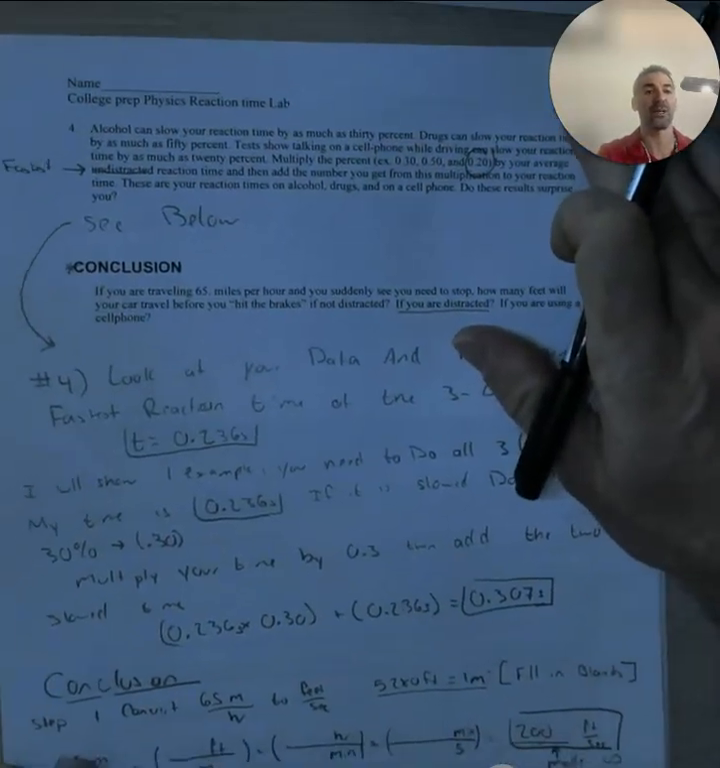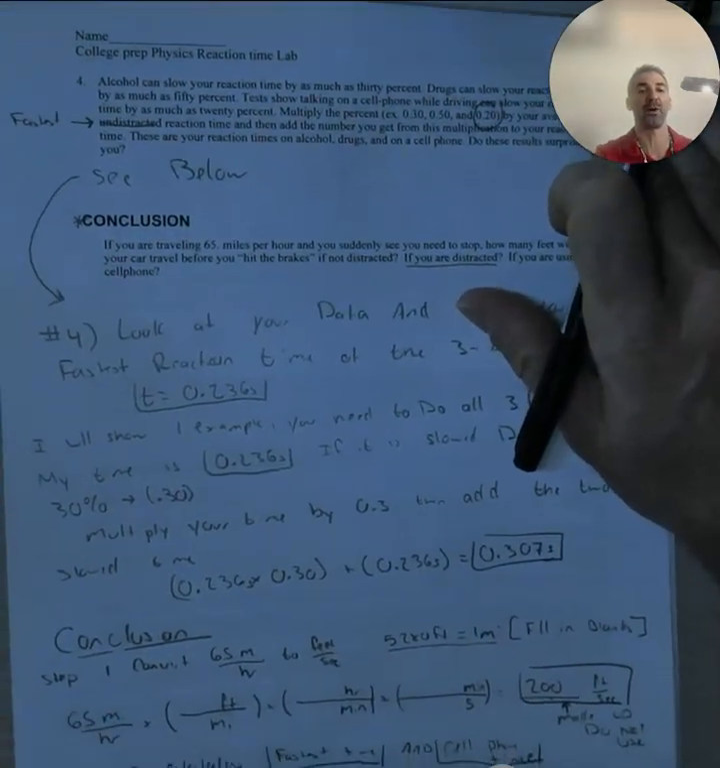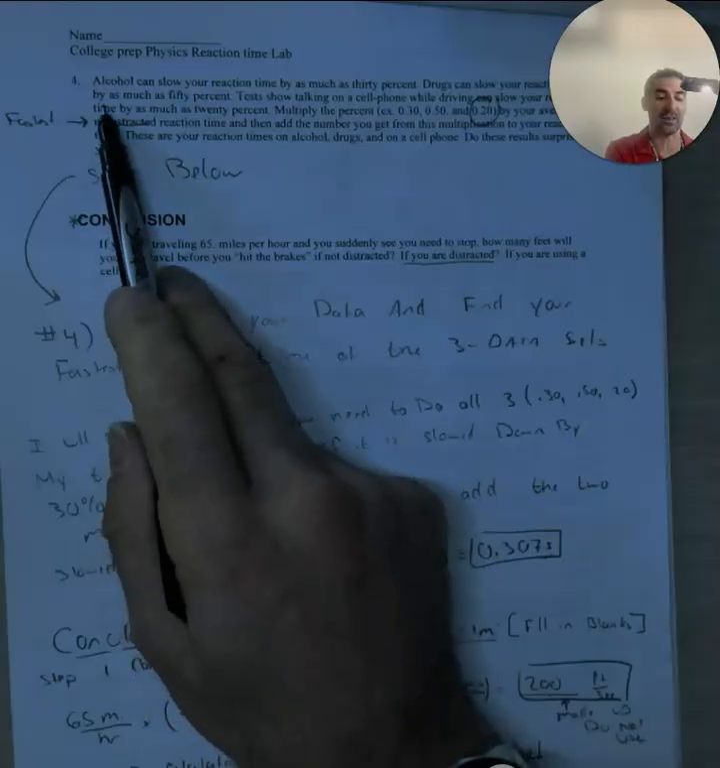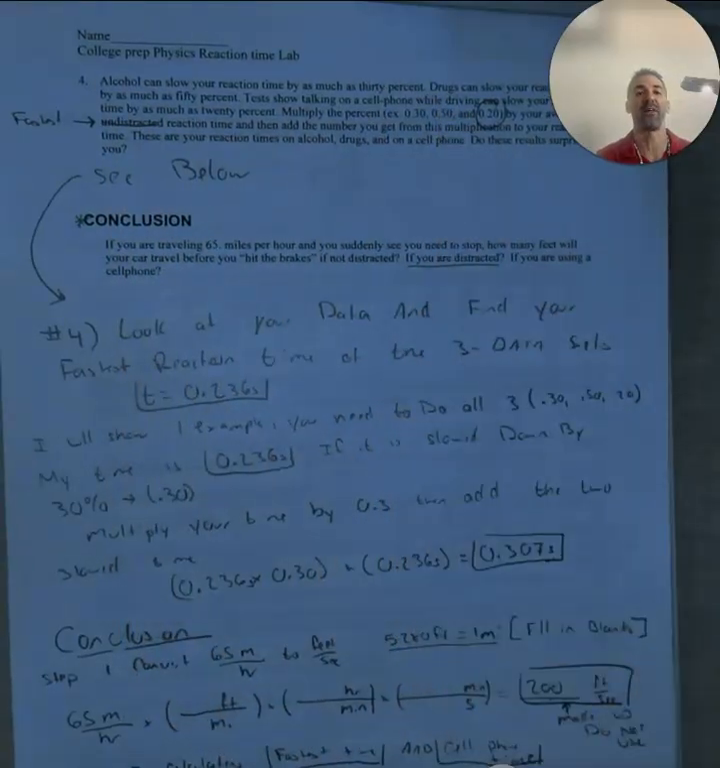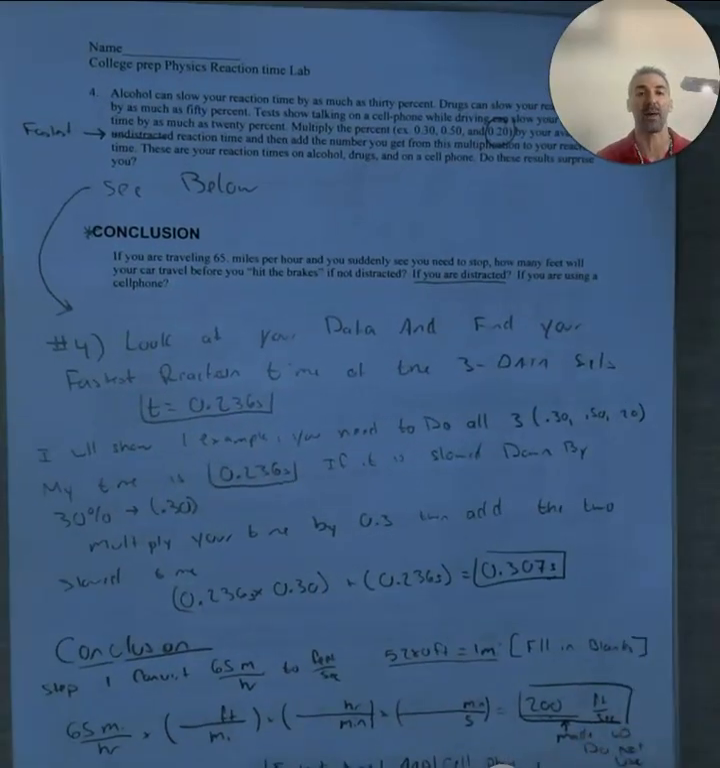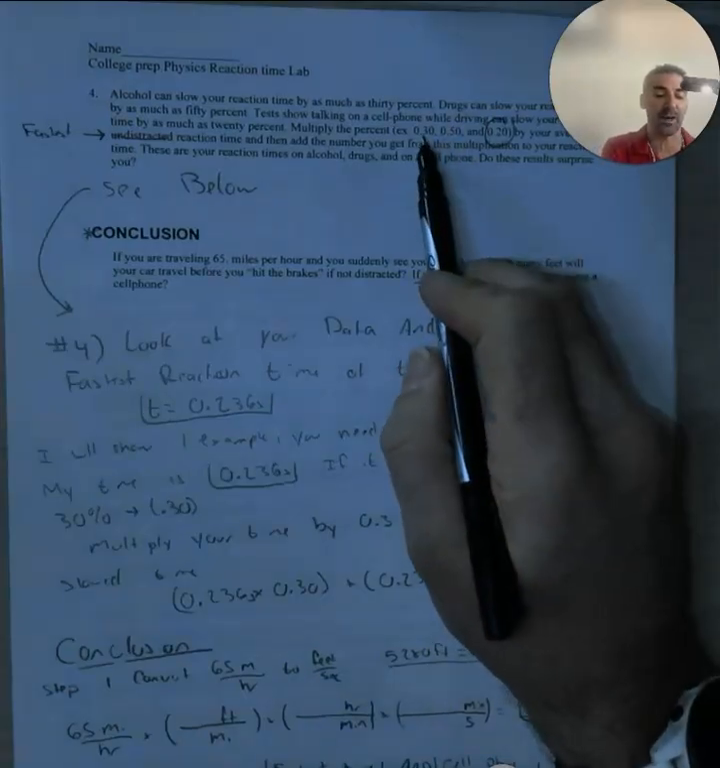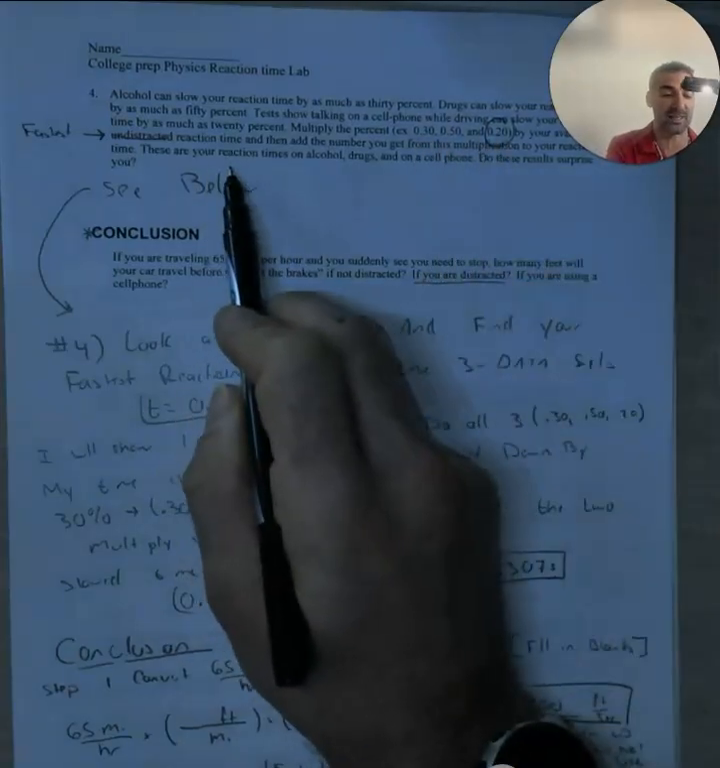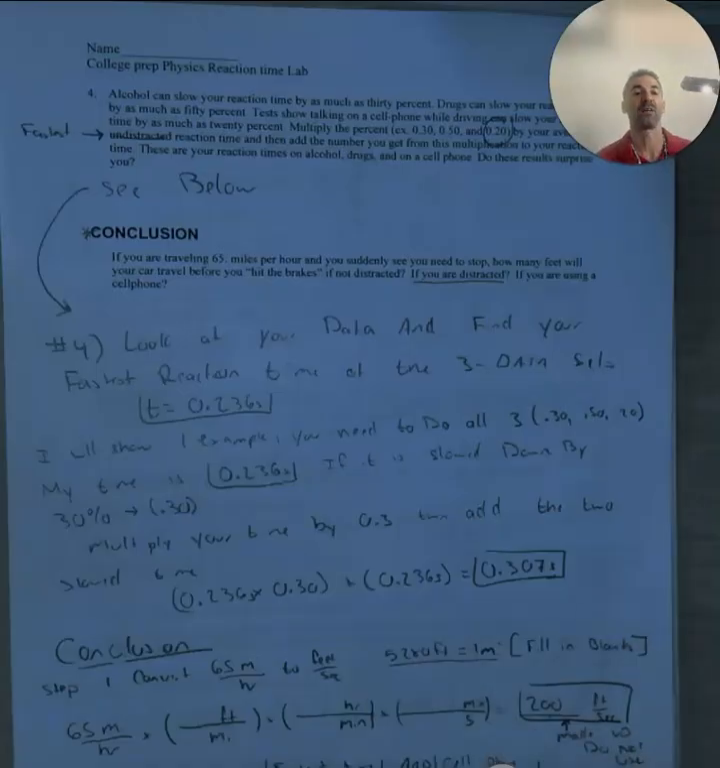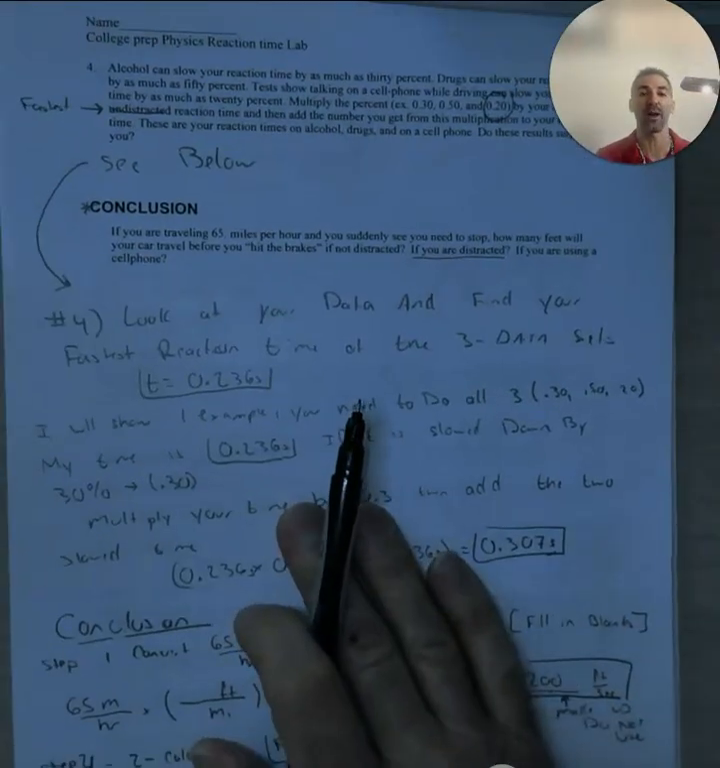Now your conclusion. This might be a little complicated, so I did the best I could. You can see there's a whole lot of stuff here, but this says there are reasons why your reaction time might be slowed down. It might be slowed down by 30, 50, or 20% as explained in this paragraph. So what I did is I went through one example.